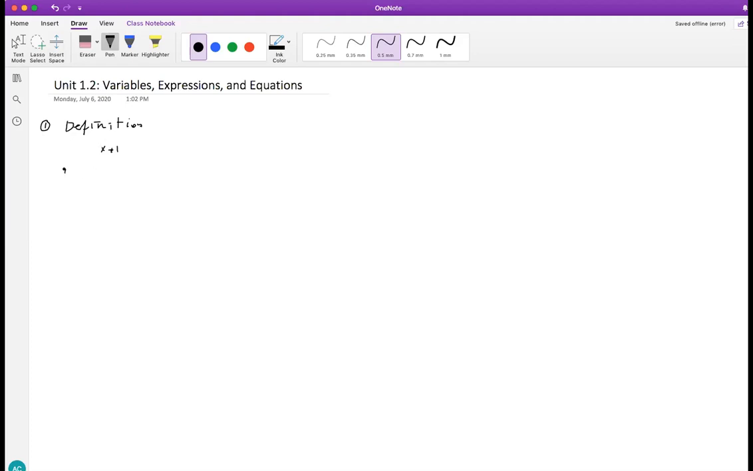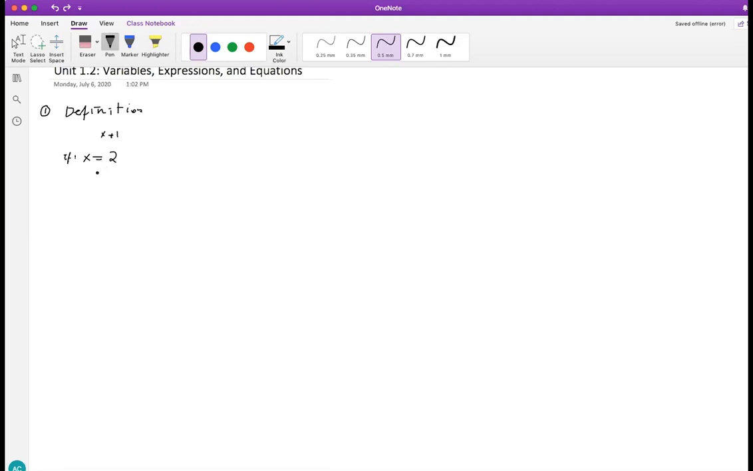For example, let's say x was 2. What would the value of this whole thing be if x is 2? It would be 3. That's right. If we plug in or substitute x with 2, it will be 2 plus 1, which is 3. What if x was some other value? Say x was 5. This will evaluate to 5 plus 1, which is 6. Okay, and so on.